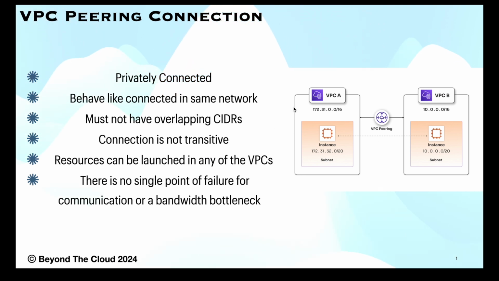The connection is not transitive. Resources can be launched in any of the VPCs. There is no hard and fast rule or constraint that resources cannot be launched in any of the VPCs. And there is no single point of failure for communication or a bandwidth bottleneck. We can utilize the overall bandwidth of the particular network.